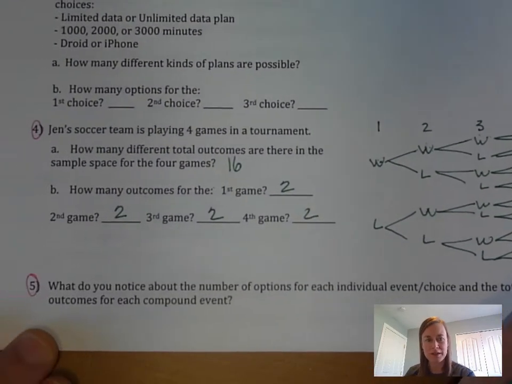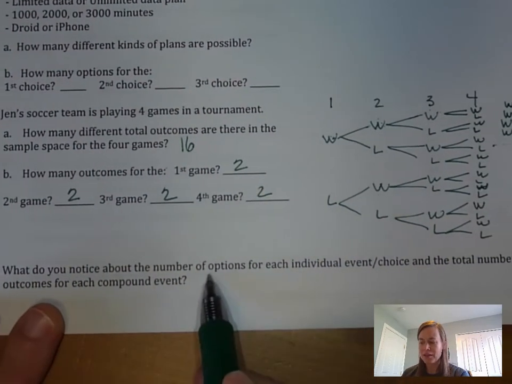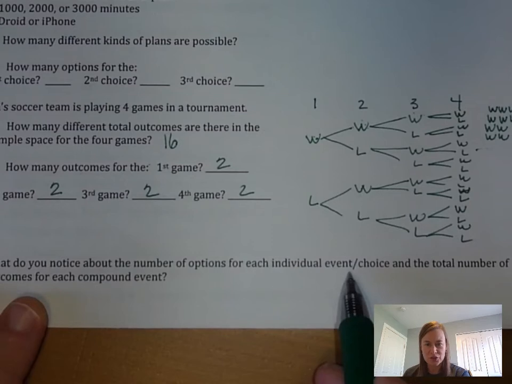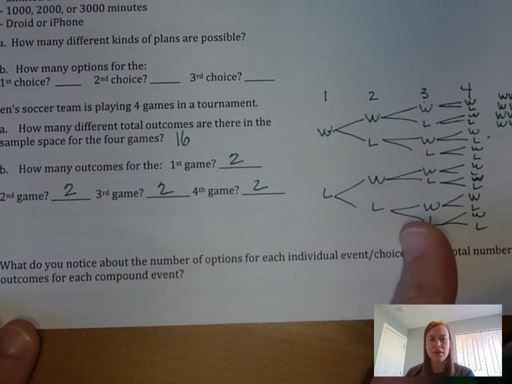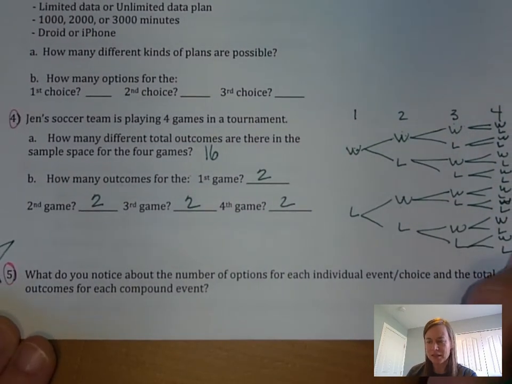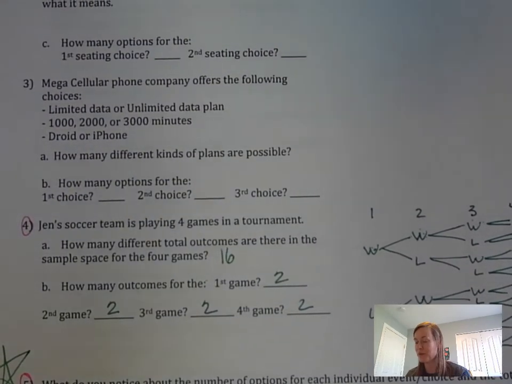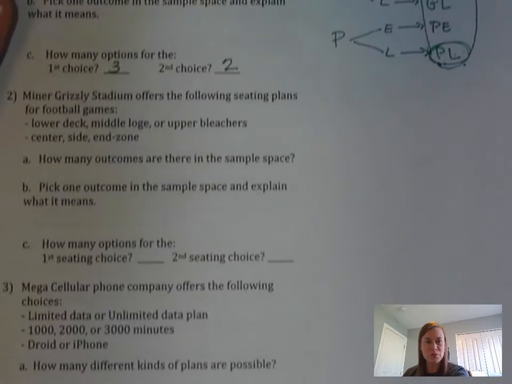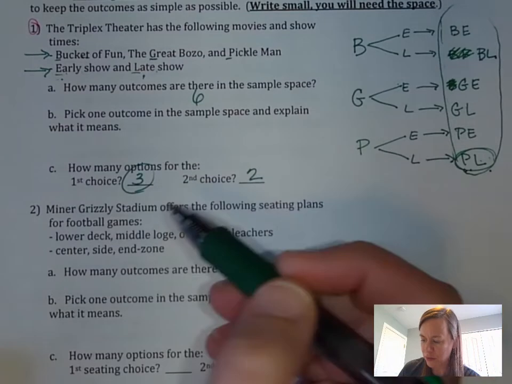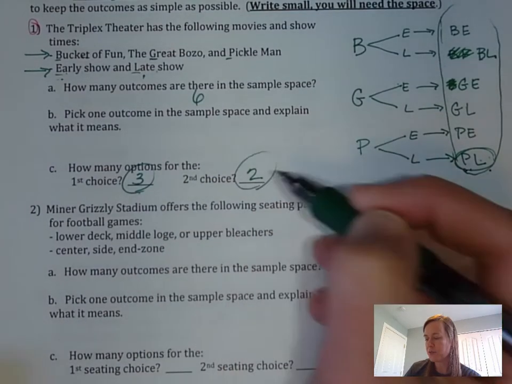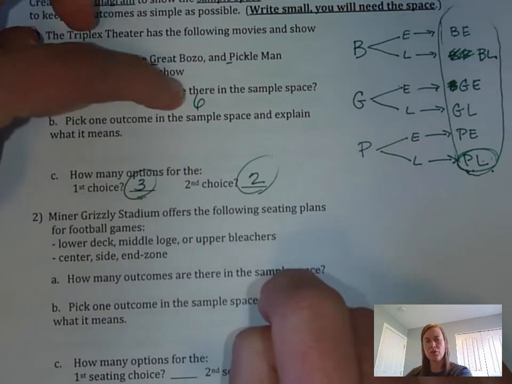So now here's the important part. I'm going to draw a big star there. What do you notice about the number of options for each individual event or choice and the total number of outcomes for each compound event? Let's take a look and see if we can make any observations. If you have already done 2 and 3, then you should look at those also because that's just more clues for you. But I've done 1 and 4, so those are the ones we're going to look at. So first of all, there's 3 options for the first choice and 2 options for the second choice. So 3 for the first choice, 2 for the second choice gives us a total of 6 outcomes.